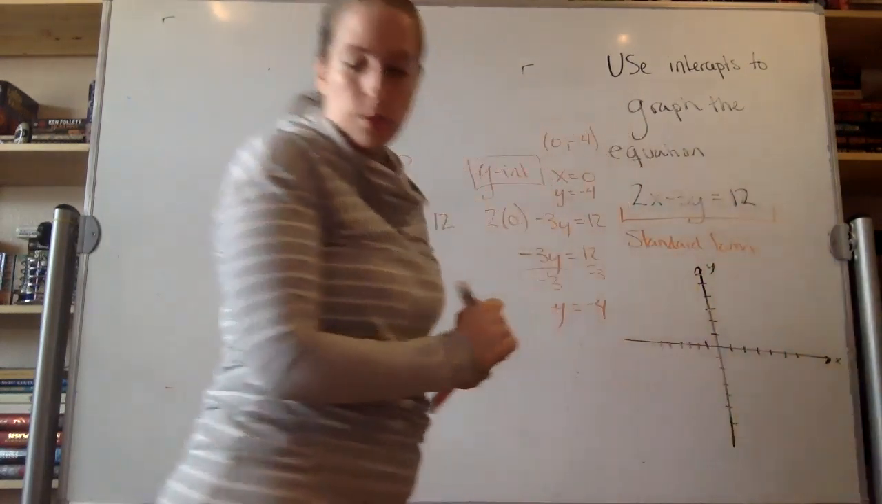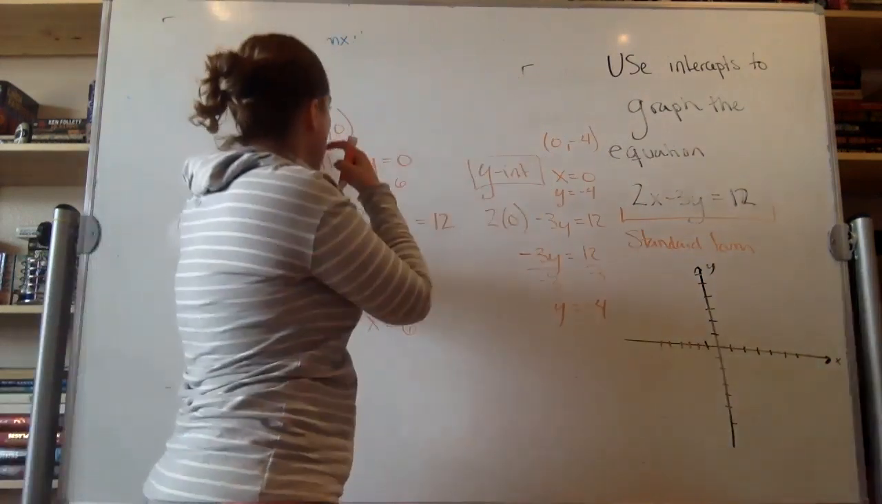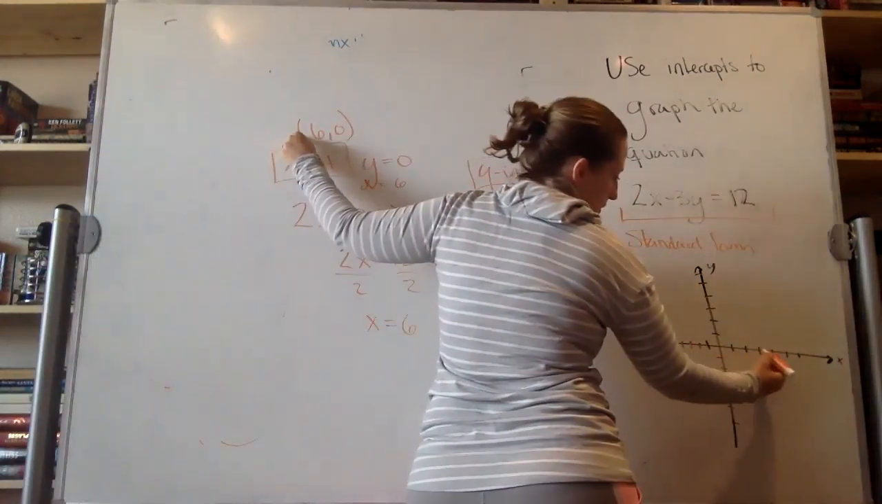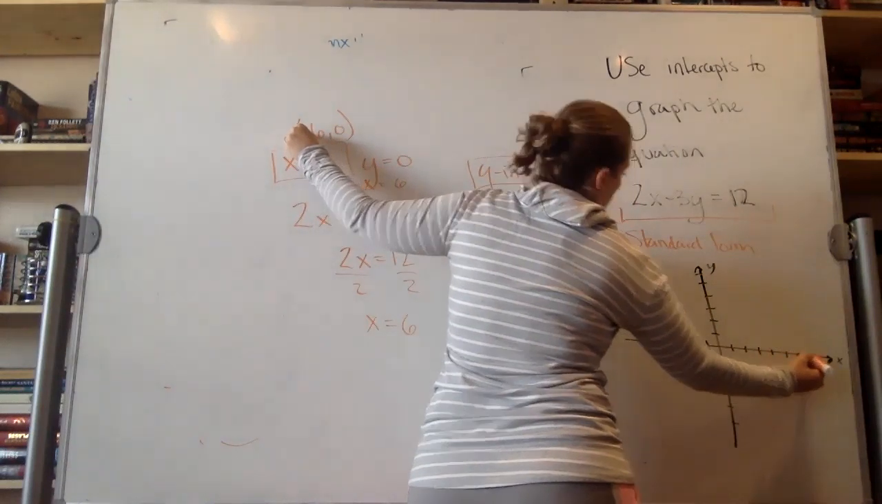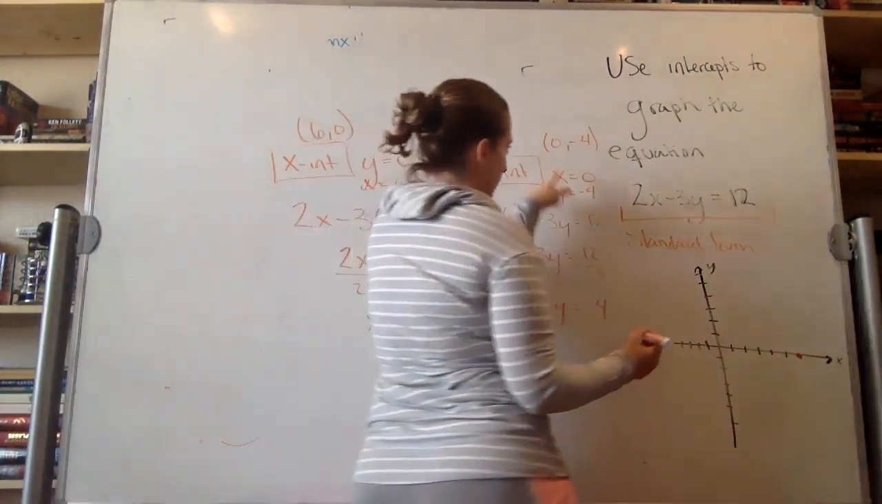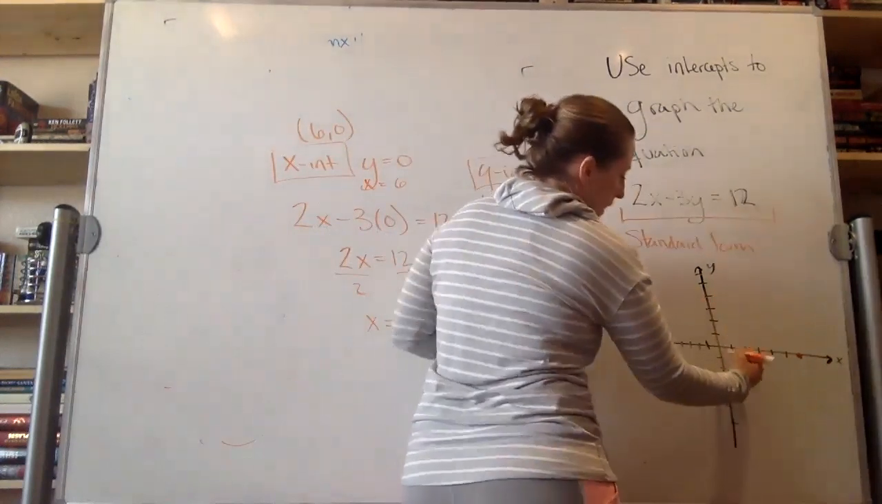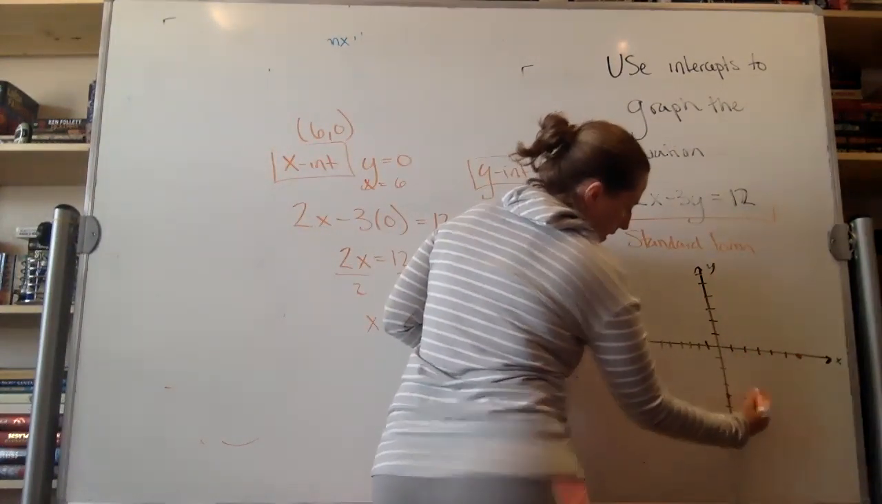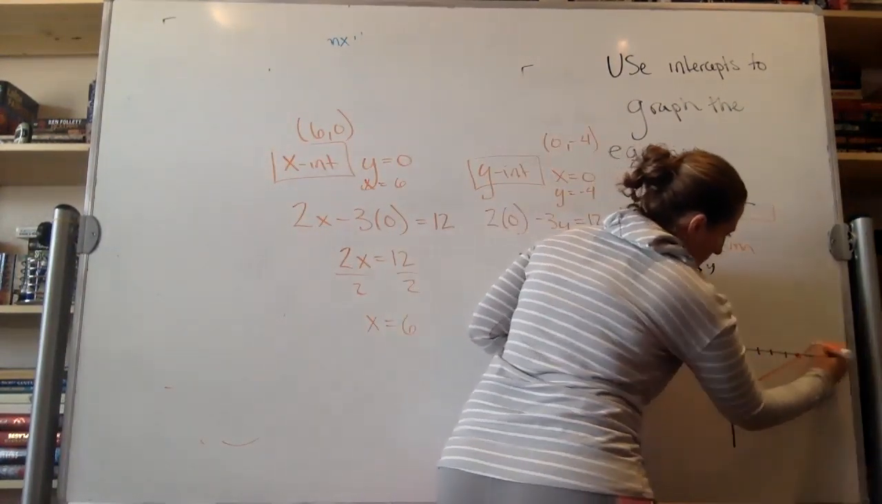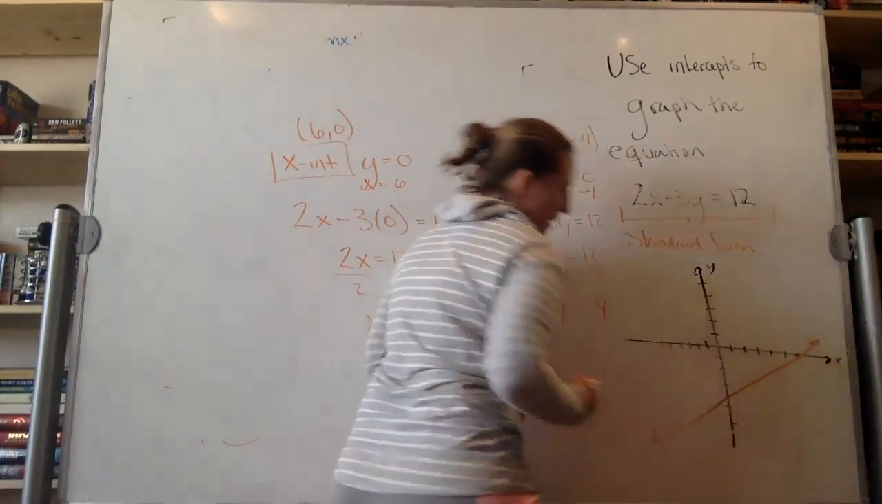I'm going to plot those 2 points and connect them together. So my x-intercept was at (6, 0): 1, 2, 3, 4, 5, 6. Our y-intercept was at (0, -4): 1, 2, 3, 4. And then I'm going to connect them with the straightest line I can draw. And there we go.